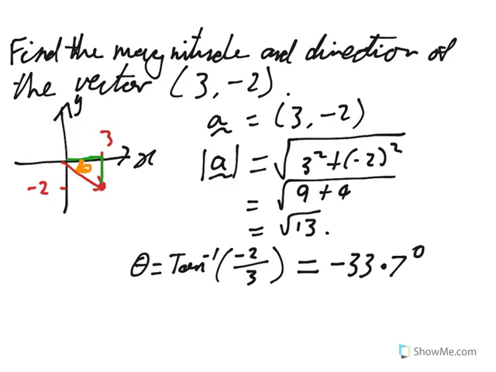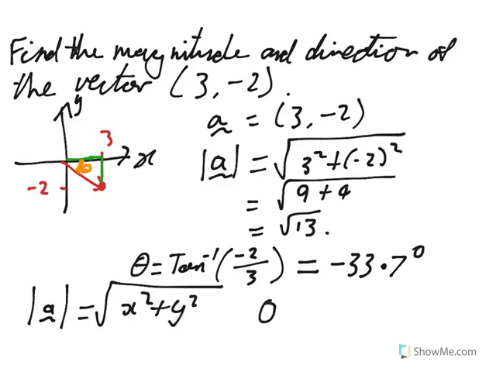Okay, so there's that. So there's our, if you like, our magnitude of vector A we can get from the square root of x squared plus y squared, and our angle we can get from our inverse tan of y on x. Alright, so those things will be helpful.